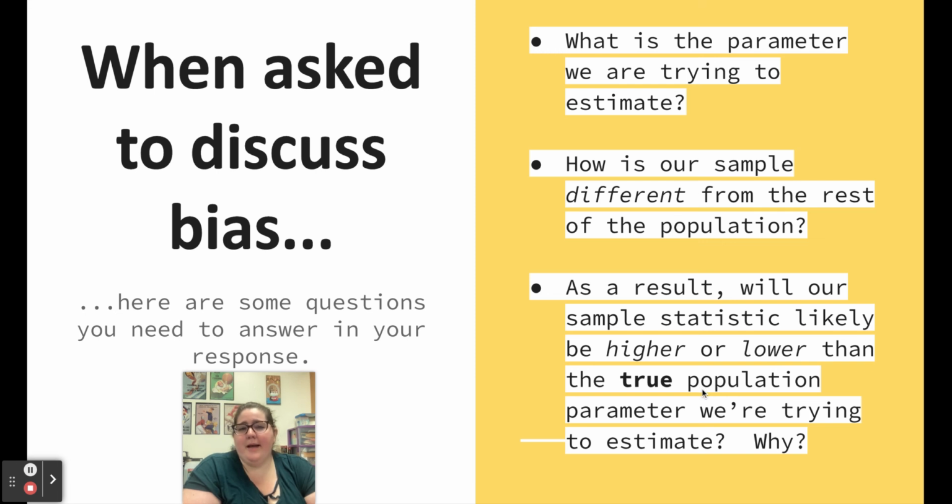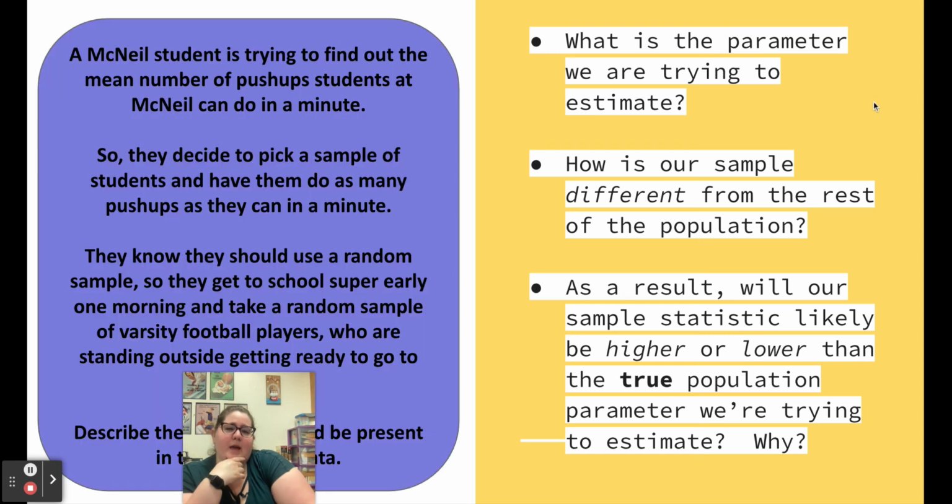So when we're talking about bias, we need to think about what is the actual parameter and who is our population, how is our sample different from our population, but we want to make sure to include direction, which means in some situations you may kind of have to not necessarily guess. There might be problems where you think it could go either way. You kind of have to make a choice and explain that direction as best you can.